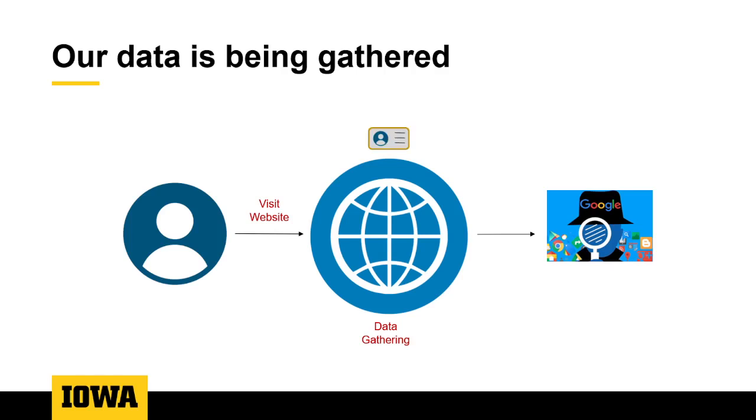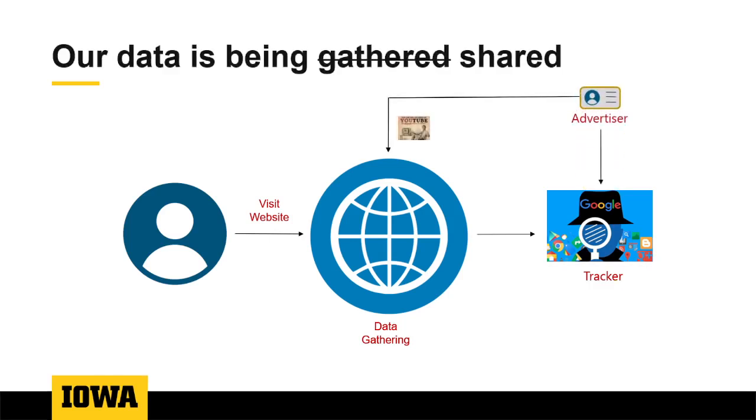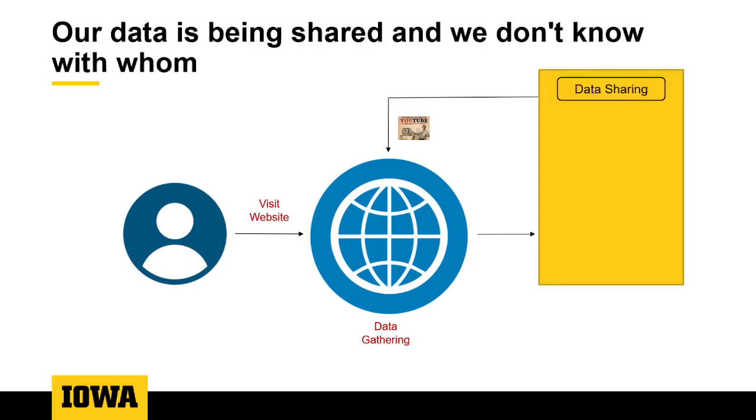Now, if there are trackers present on this website, they also have access to this information about the user. These trackers can further share or sell our data to advertisers, who in turn can use this to deliver relevant ads to the user. Now, the problem with our information flowing in such a manner is that this entire portion of the ecosystem is a black box to the user or even the researchers, meaning our data is being shared and we don't know with whom.